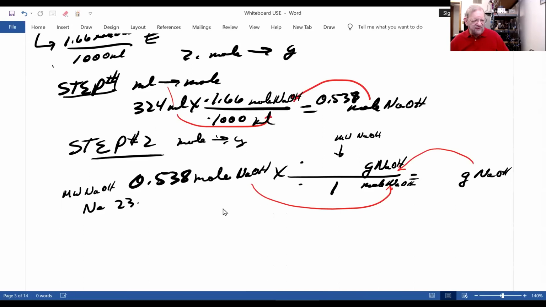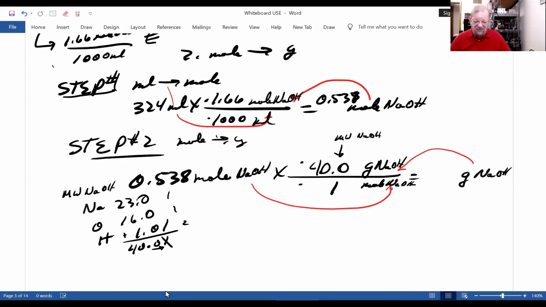Sodium is 23.0, oxygen is 16.0, hydrogen is 1.01. Yes, Dr. White knows these. This number I know by heart. Remember, when you're adding, you get the same number of significant figures to the right of the decimal as the number that has the fewest: 1, 1, 2. So round this off, and that's 40.0.